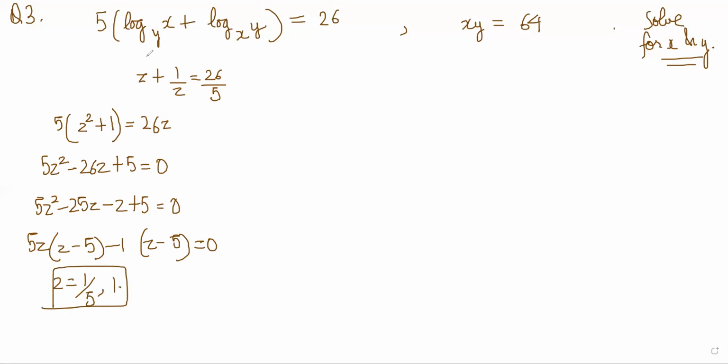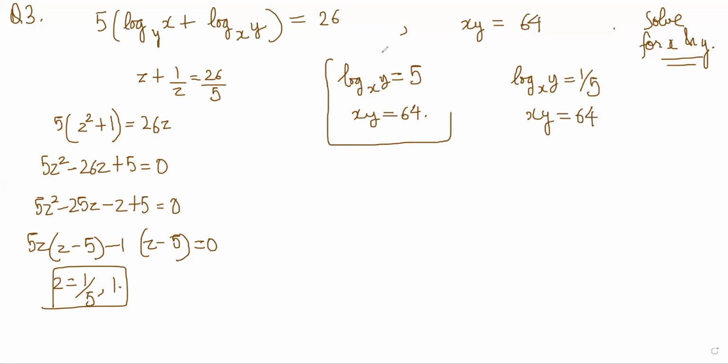So if Z is 1 by 5, the other one will be 5, right? So we have log xy is equal to 5. Let's say this is Z, and you have xy is equal to 64. That is one possibility. The other possibility is log xy is equal to 1 by 5 and xy is equal to 64, right? These are the two options.